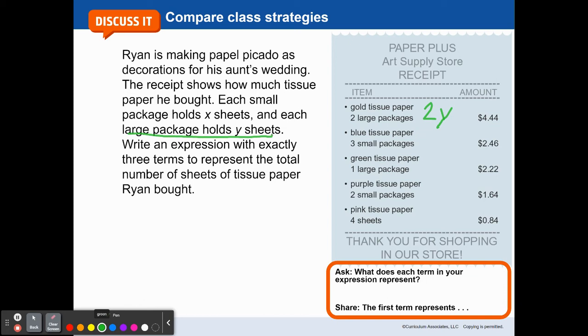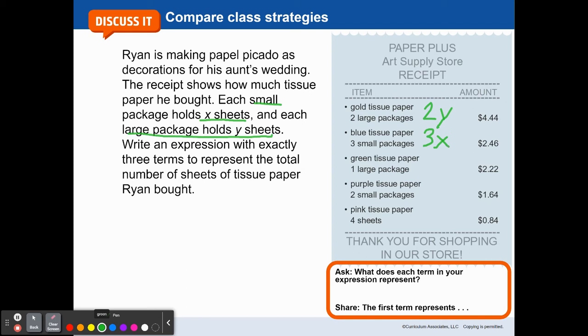So then we have blue tissue paper, and that's 3 small packages. If we look back at our problem, it says each small package holds X sheets. So small is X, right? And we have 3 of those. So if we take the 3 and multiply it times the number of sheets that come in a small package, then we would find out how many sheets we have there.